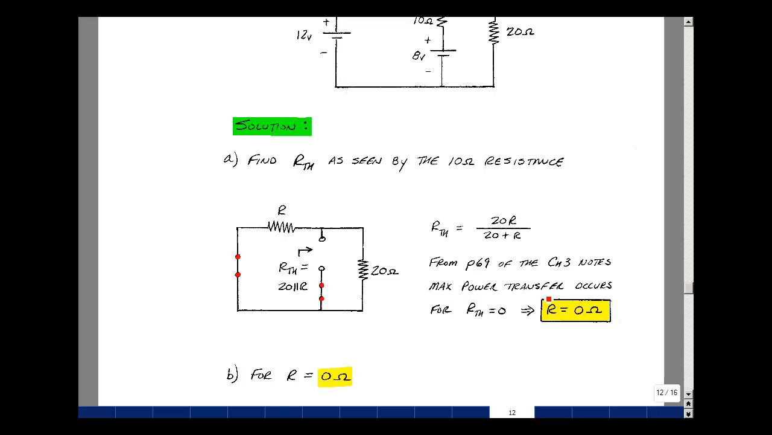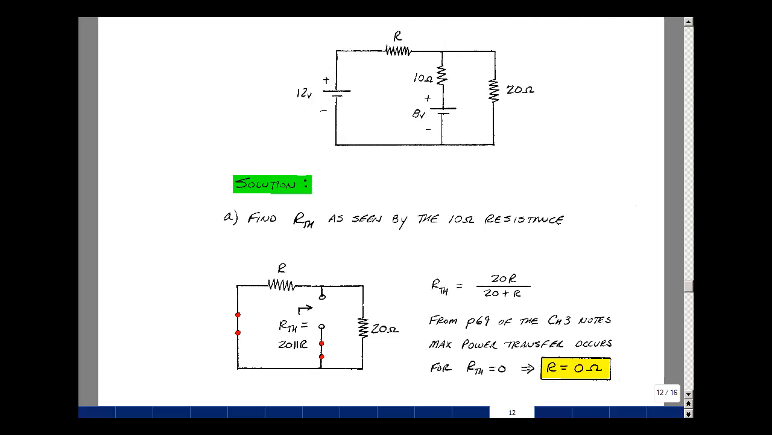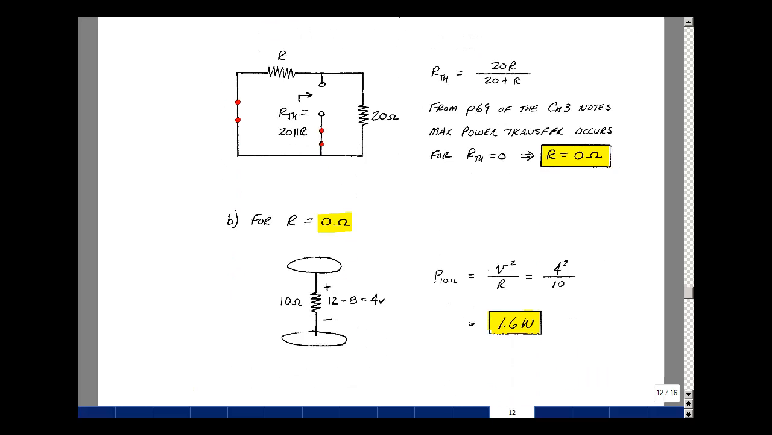So if you could make that resistor 0, let it be that value. Now if you do that, then you have a short circuit here, and this node voltage is sitting at 12 volts, and this node voltage is sitting at 8. So the voltage across the 10 ohm resistor in this direction would be equal to 12 volts at this node minus 8 volts, or 4. So the power to the 10 ohm, and that would be V squared over R, and that would be 16 divided by 10, or 1.6 watts.